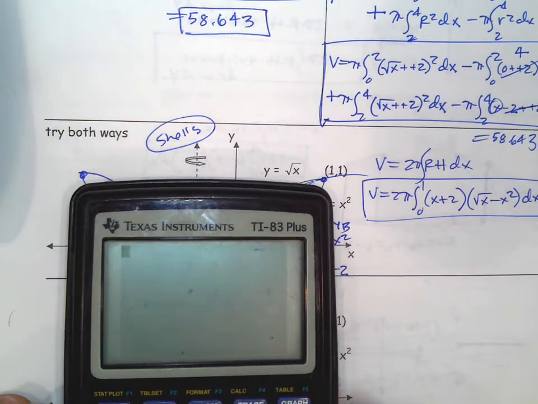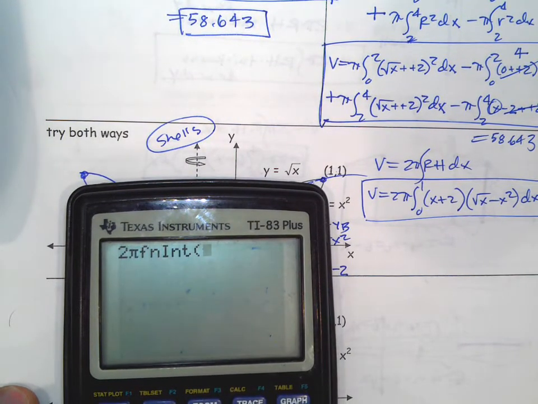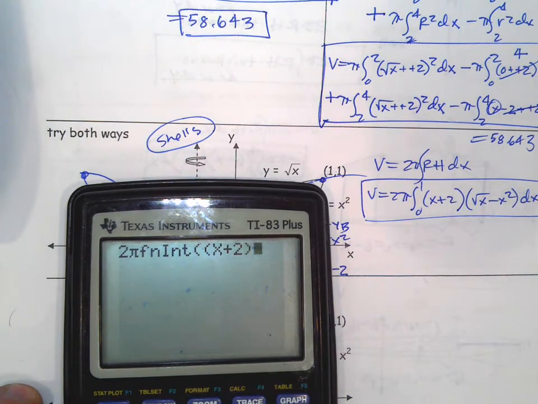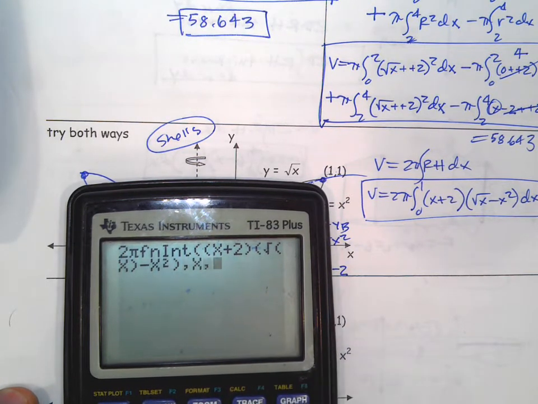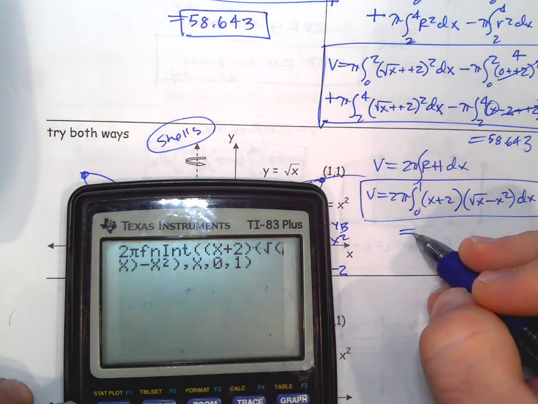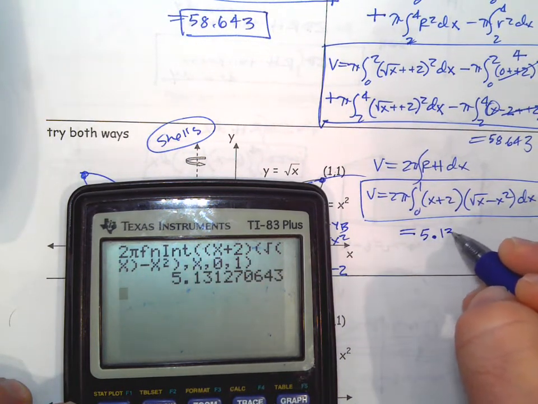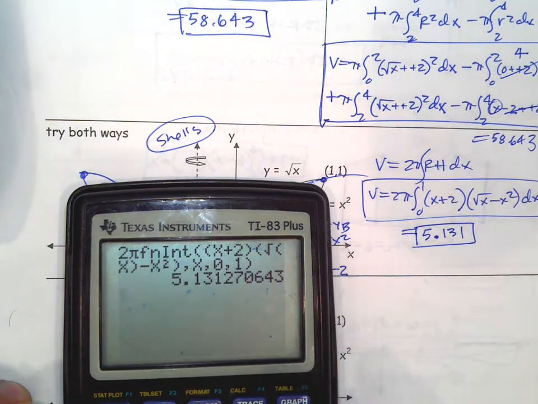Okay, let's see if we can calculate this. 2 pi, math 9, parentheses, x plus 2, parentheses, square root of x, close parentheses, minus x squared, close parentheses, comma x, comma 0, comma 1. This should be it. 5.131, rounded, truncated to 3 decimal places. It comes out the same this time.